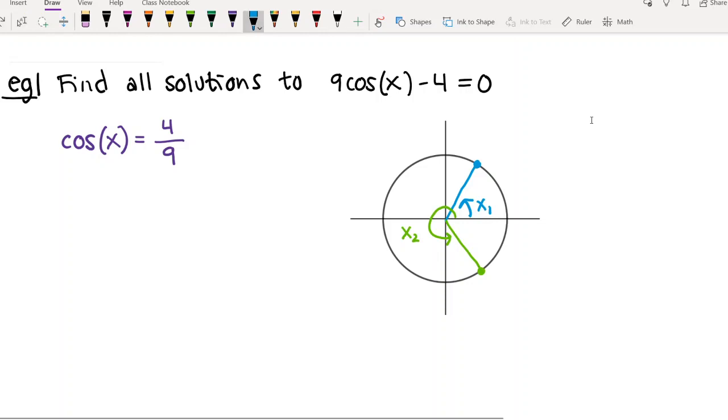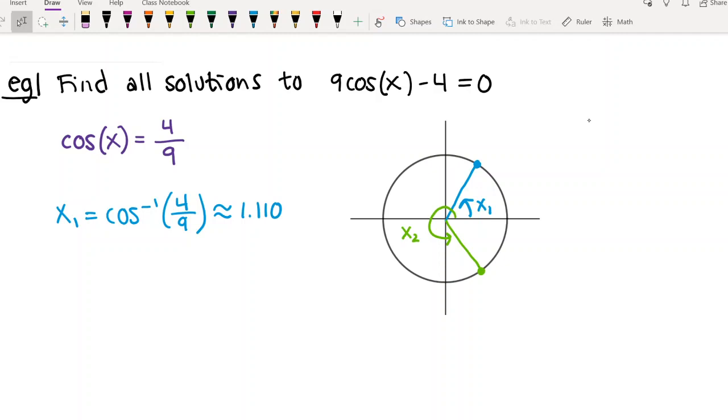So if you type inverse cosine of 4/9 into your calculator, you will find that that is approximately equal to 1.110 radians. Okay, so how do we find the other angle? Well, let me tell you how we don't do it. If you do pi minus 1.110, that's not going to give you remotely the correct angle. So that's why I'm saying don't just try to memorize a rule. Look at your drawing and try to make sense of it.